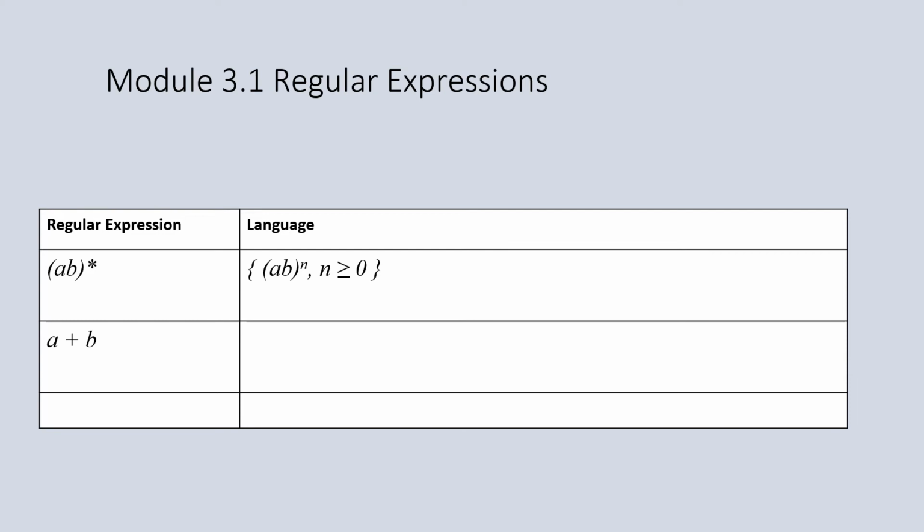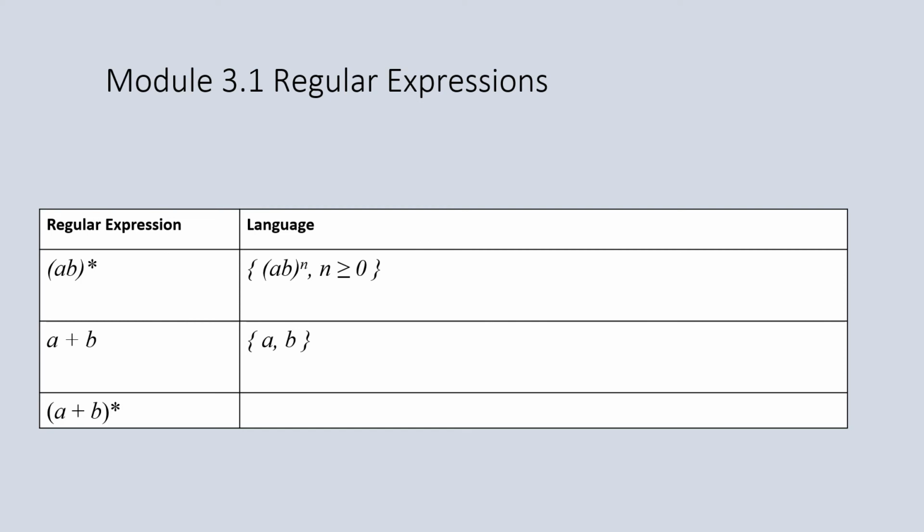All right, here's the next regular expression. This says A or B. So what would the language be? A or B. This is a very simple finite language that is A or B. So this does not include the empty string. The language is the symbol A or the symbol B.